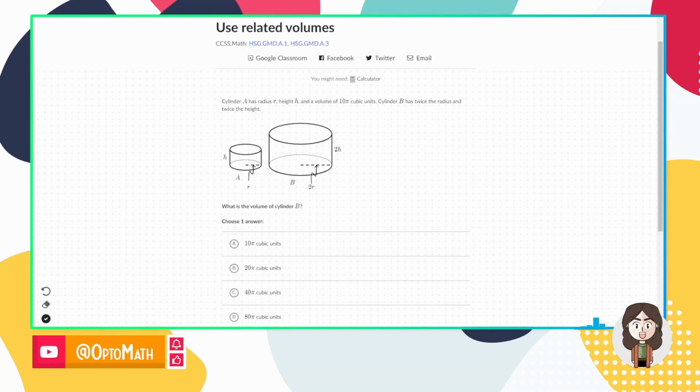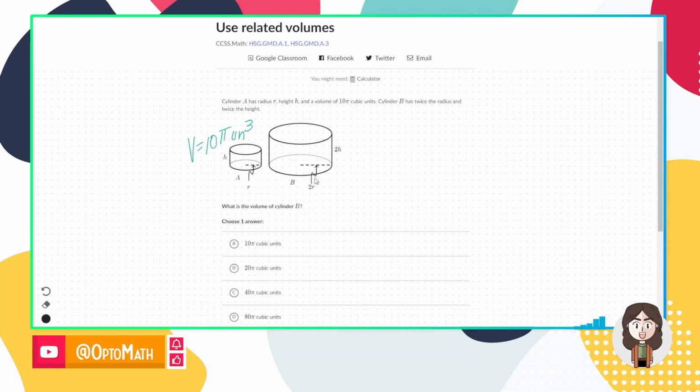This looks a little bit different than ones we've seen before. Cylinder A has a radius R, height H, and a volume of 10 pi cubic units. Definitely want to write that in our picture. So volume is 10 pi units cubed, or cubic units. It's my crazy little 3 there. Let's fix it. Cylinder B has twice the radius. So we see our 2R here, and twice the height, 2H. What is the volume of cylinder B?